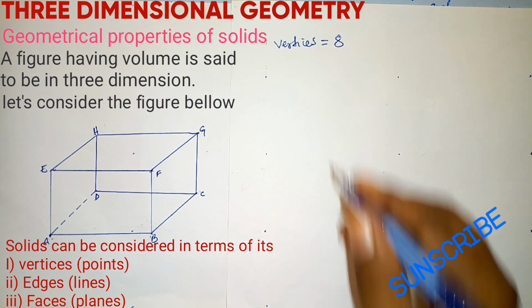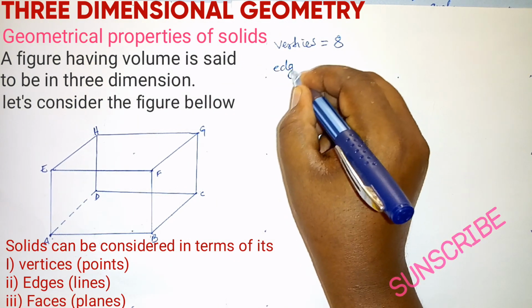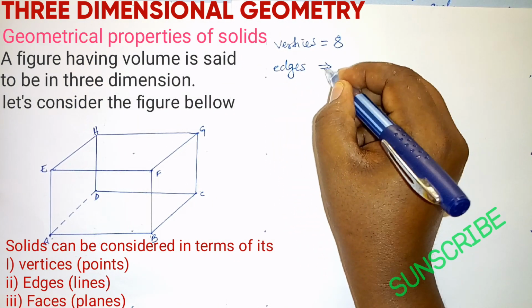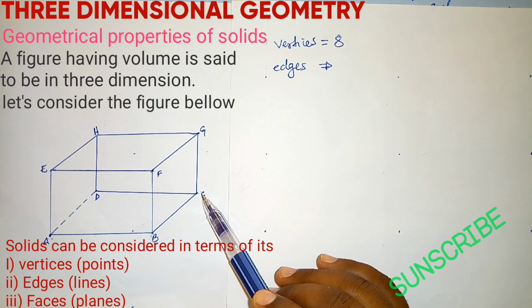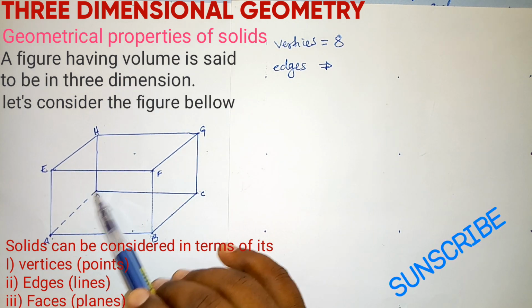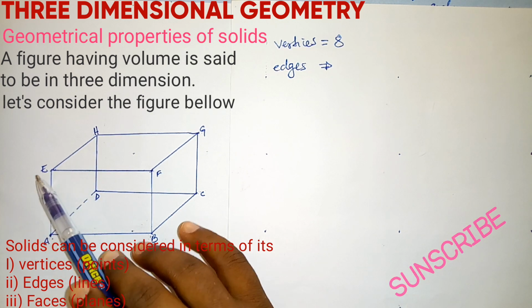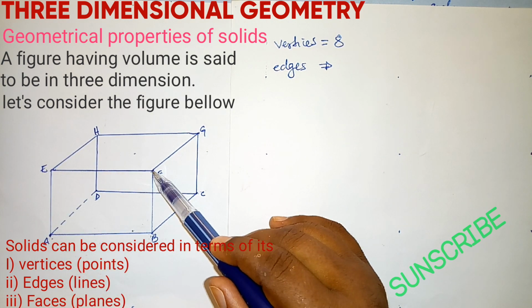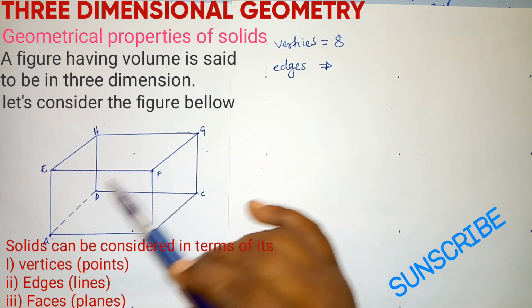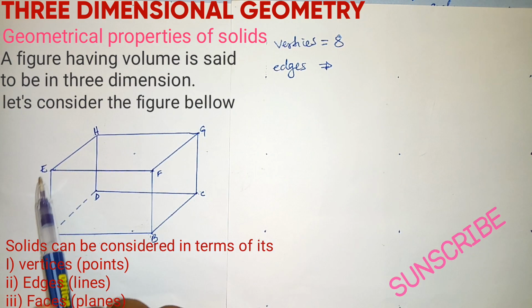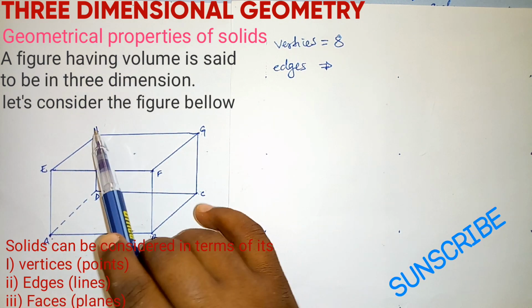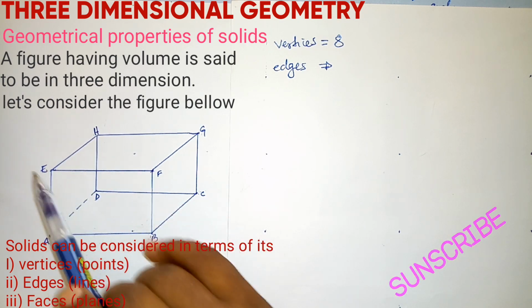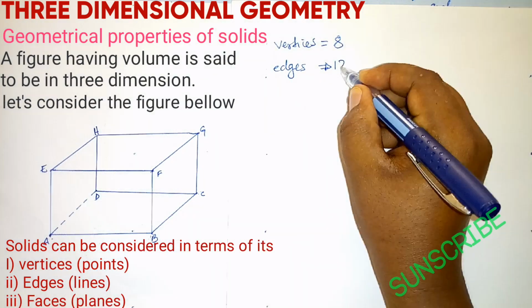What about the number of edges? Edges, we said, are the lines. We have a line AB, that is 1, BC, that is 2, CD 3, AD, that is 4. Then we have AE 5, BF 6, CG 7, DH 8. Then we have EF 9, FG 10, GH 11, HE 12. So the number of lines is 12.